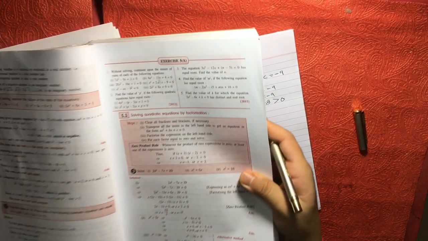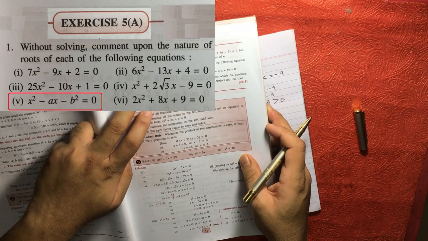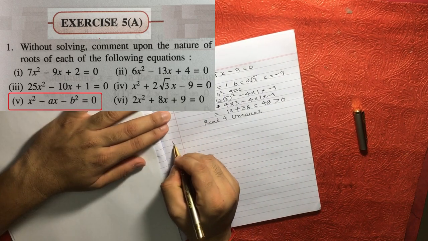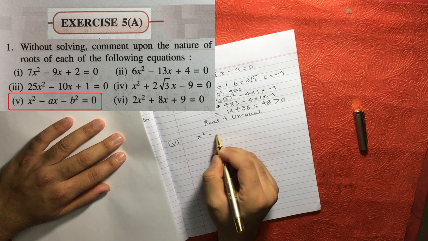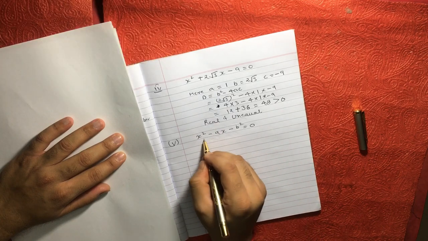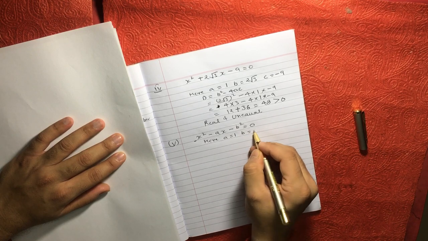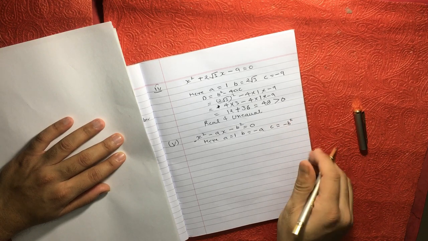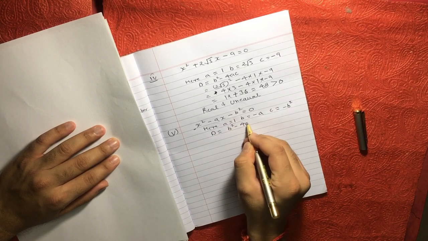Now let's go to the fifth part. The fifth part is saying x square minus ax minus b square is equal to 0. So let me solve it. The fifth question is x square minus ax minus b square is equal to 0. Now here a is what? 1, b is what? Minus a, and c is what? Minus b square. Now if we solve this, d is equal to b square minus 4ac.